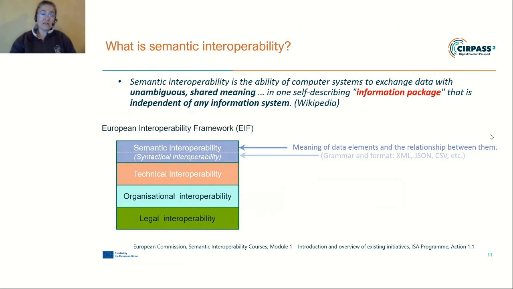And this is where semantic interoperability comes into play. Semantic interoperability is the ability of computer systems to exchange data with unambiguous shared meaning in one self-describing information package that is independent of any information system. This is very important because the economic operator that created a passport somewhere in the world has no way to know what information system will be used to read the passport once it has traveled all over the world, right?